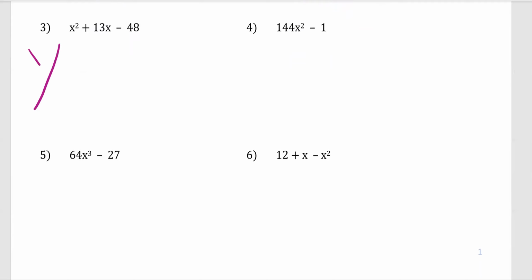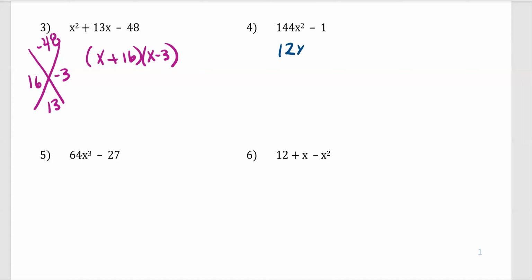Number 3, we want the factors of negative 48 that add to 13. 16 and negative 3 will work. Always multiply your factors back together to see if you get the original. I'll leave that up to you. Number 4 is a difference of perfect squares. So 12x minus 1, 12x plus 1.